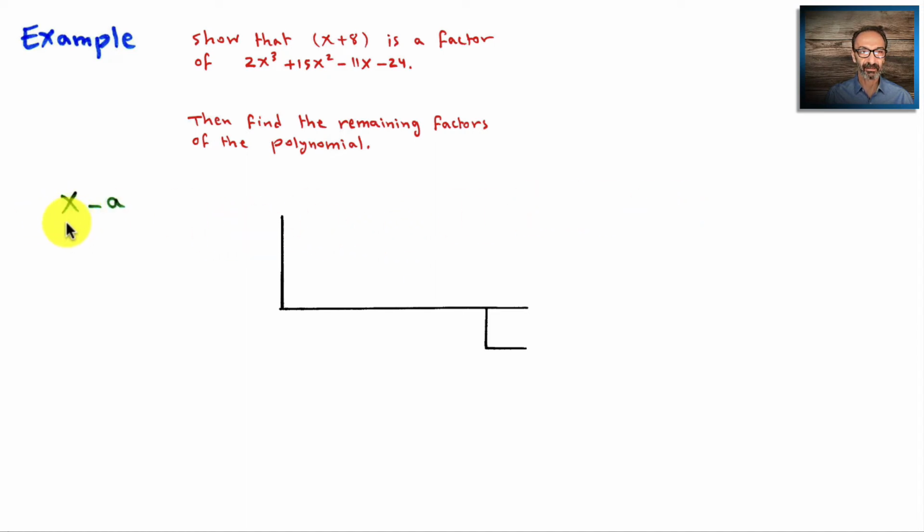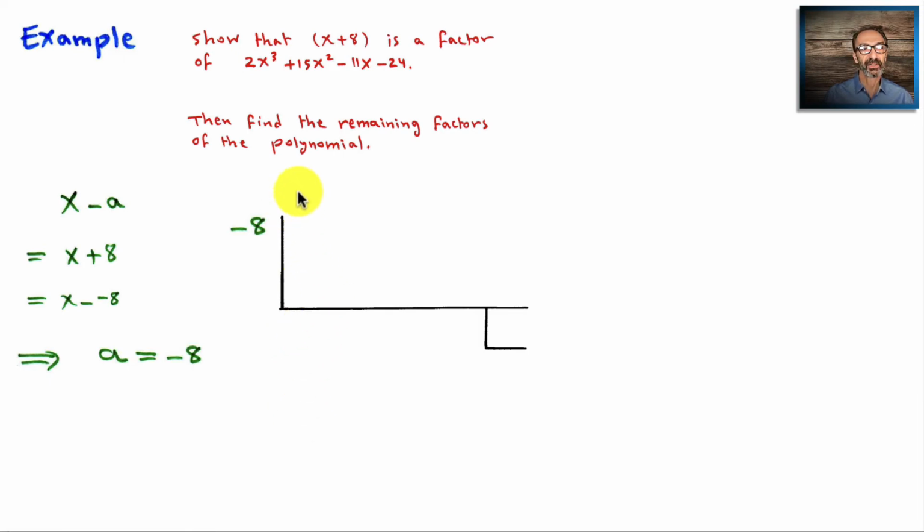x minus a is now written as x plus 8. So we need to see this with a minus. You don't have to, but I want to make sure that you don't take a as 8. It's actually what comes after the minus. It was supposed to be negative 8, but simplified to positive 8. So a is negative 8. That goes right there.